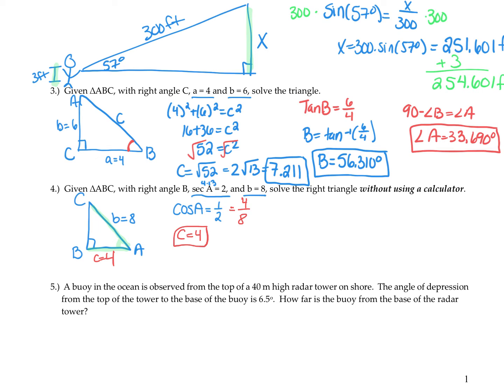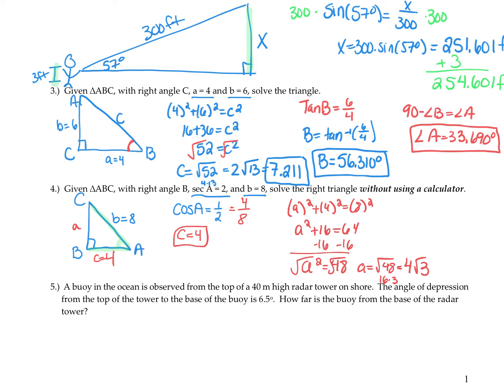Then I can use this to find the third side. So I'll call this little a. Little a squared plus 4 squared would equal 8 squared. And then we would solve. So a squared would equal 48. And so a would equal the square root of 48, which would actually simplify. 48 is 16 times 3, so it would be 4 square root 3, or the decimal approximation would be 6.928. So that's for little a.